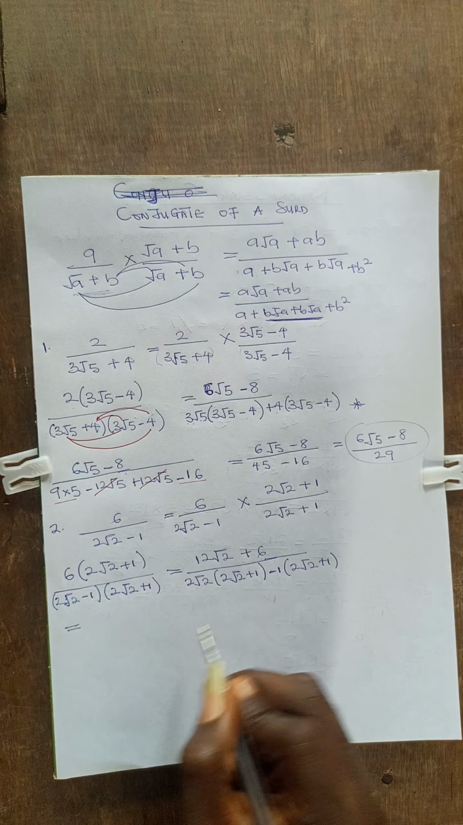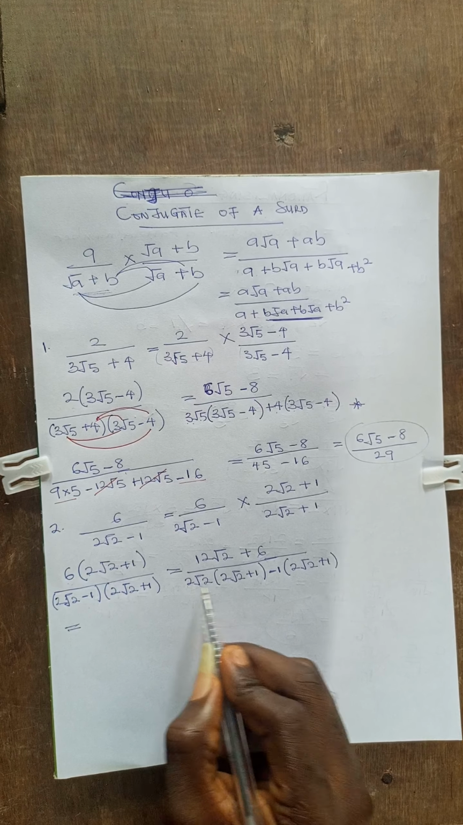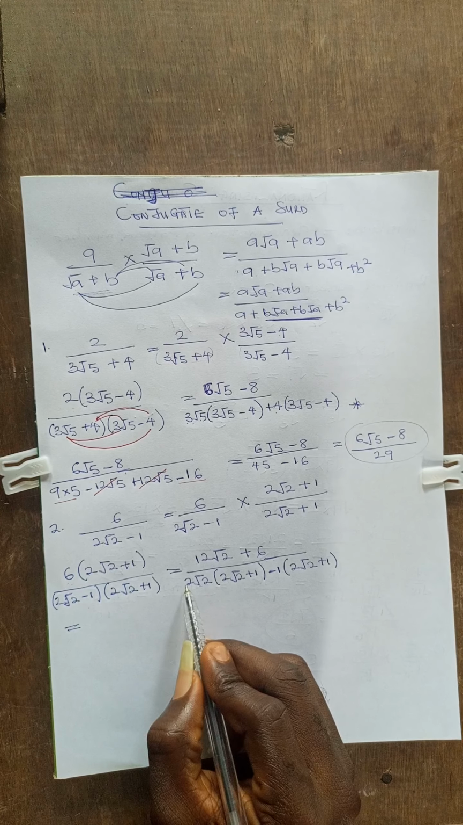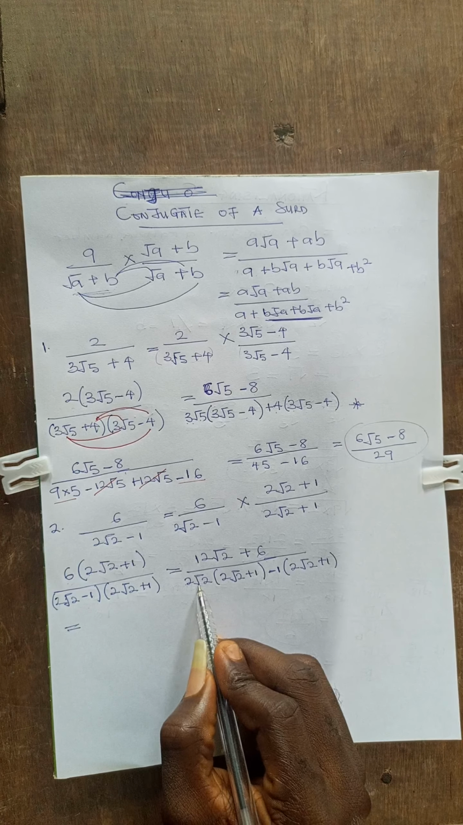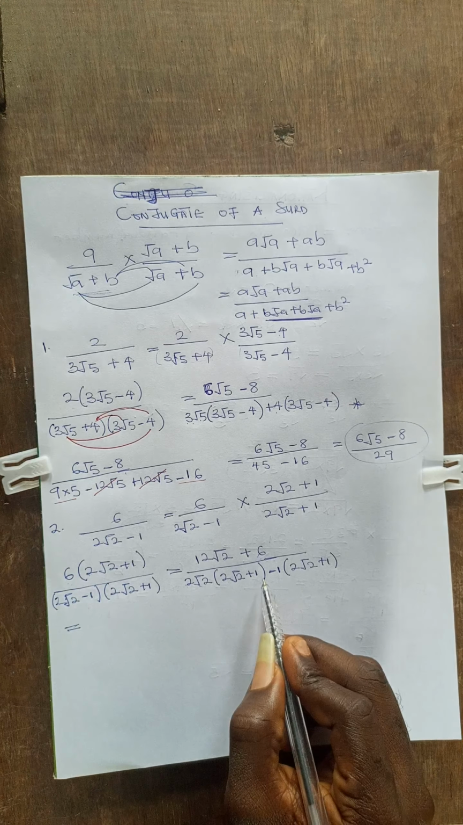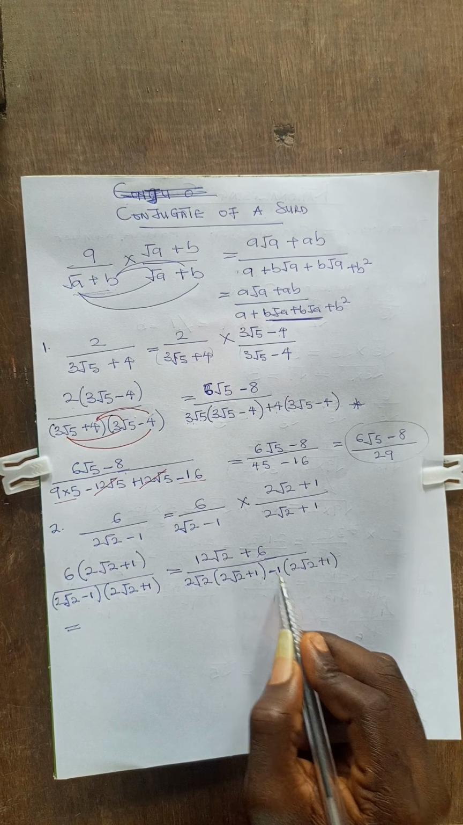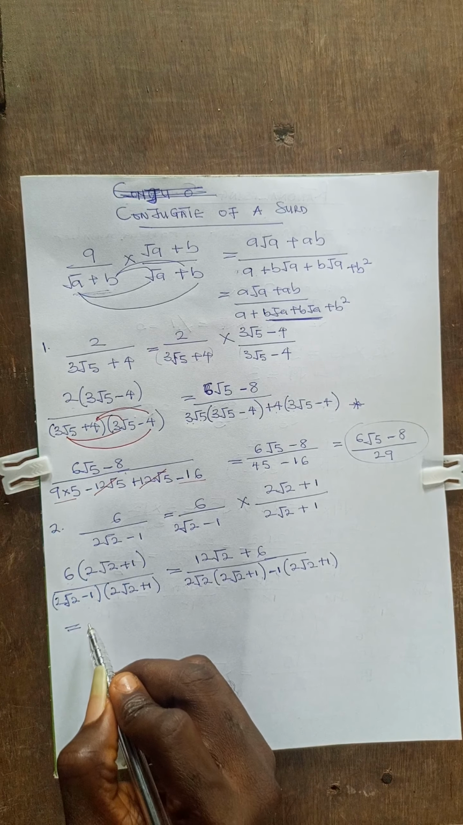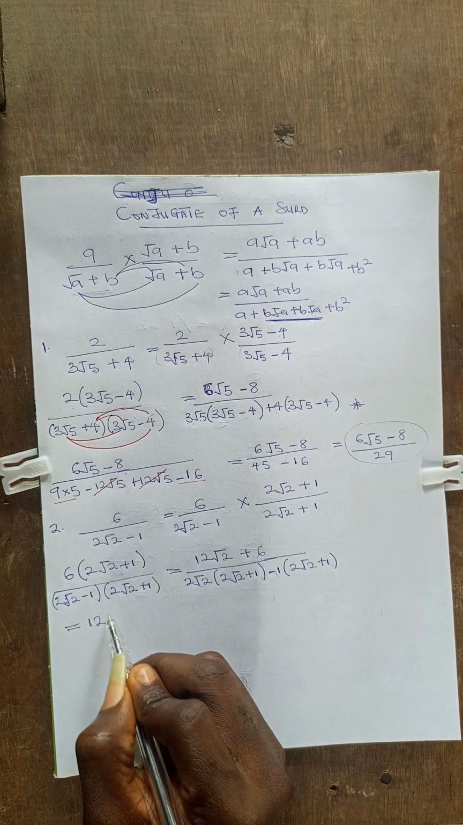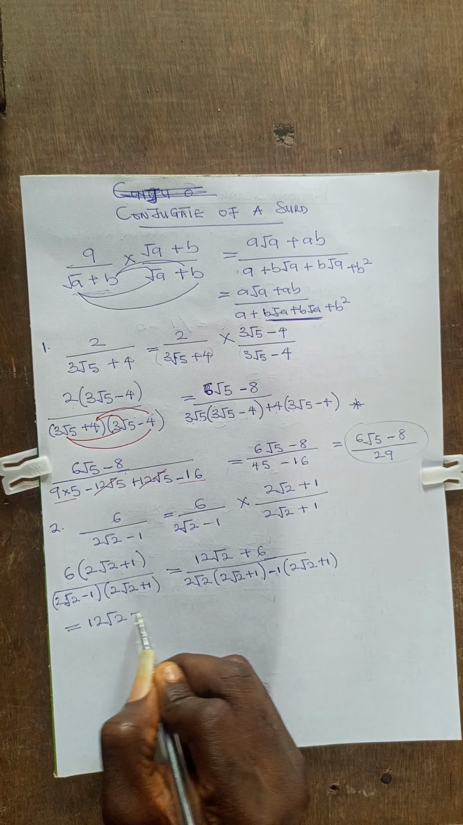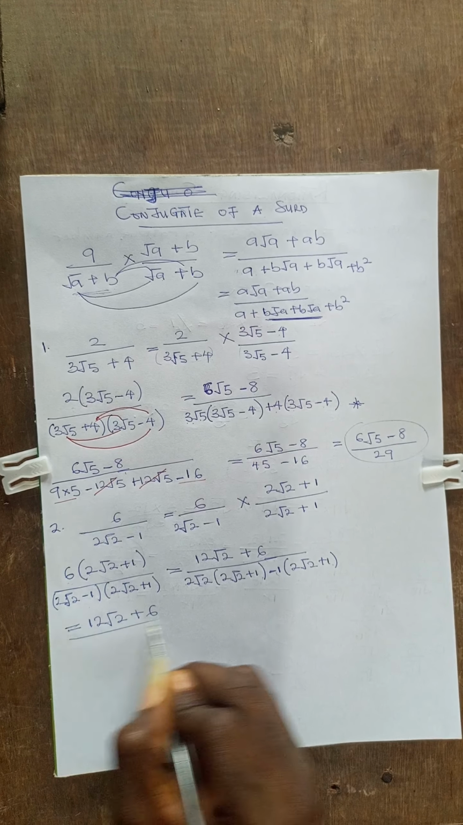So at this point, we go on. Now we begin to bring in 4 times 4. 2 times 2 here will give us 4. Then multiply this one also. Then this multiply this one. Then this to this one. Then this to this one. More repeat we get for the top here. So this is 12 root 2 plus 6 because we have nothing to do for the top again.